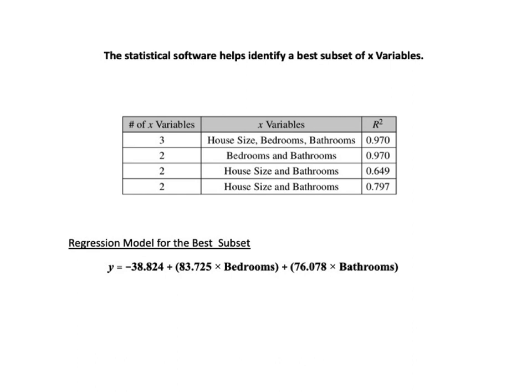If we decide to use R squared, we see that the top two options have the same value, 0.970. Remember from KTU number 3 that the more is not the merrier. So a regression model with 2 x variables is preferable to a model with 3. And we can use just 2 x variables, bedrooms and bathrooms, in our model. And for the best subset bedrooms and bathrooms model above, the regression model is y equals negative 38.824 plus the quantity 83.725 times the number of bathrooms plus the quantity 76.078 times the number of bathrooms.